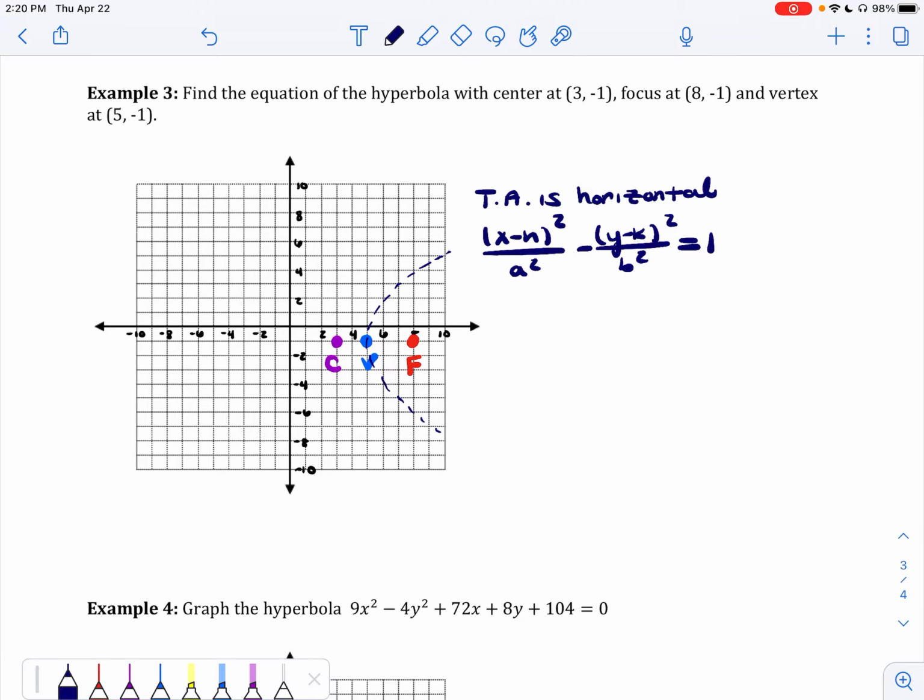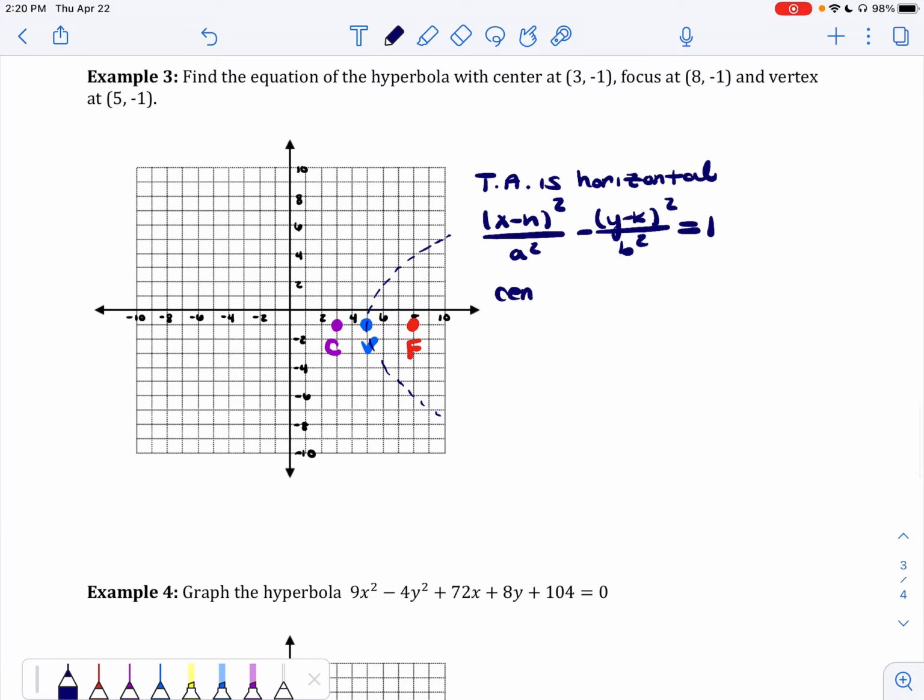We know that the center is at 3, -1, which is, of course, the h and k in our equation. The vertex is always found by using the a value. So the distance from the center to the vertex gives us a. In this case, from the center to the vertex, we have 2 units. So a is equal to 2.